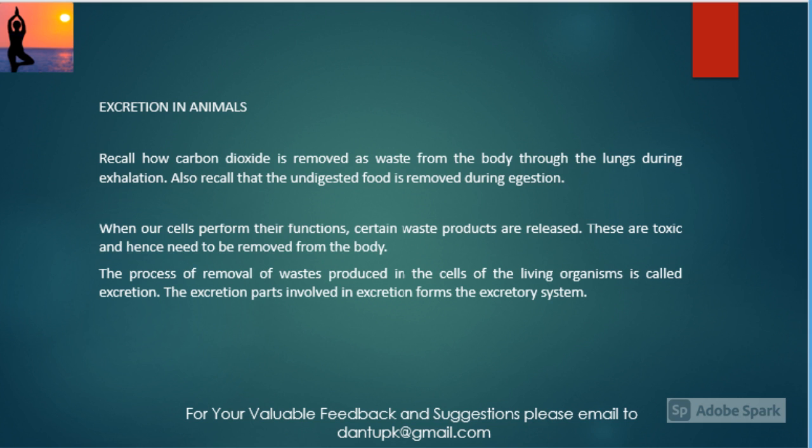You may wonder where these unwanted materials come from. When our cells perform their functions, certain waste products are released. These are toxic and hence need to be removed from the body. The process of removal of wastes produced in the cells of the living organisms is called excretion. The parts involved in excretion form the excretory system.